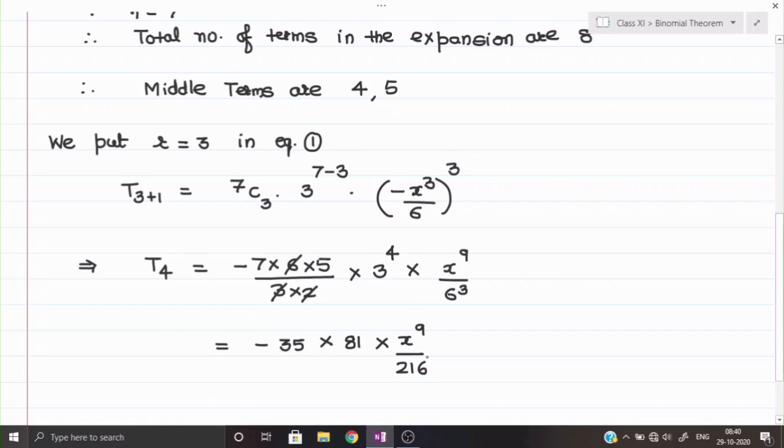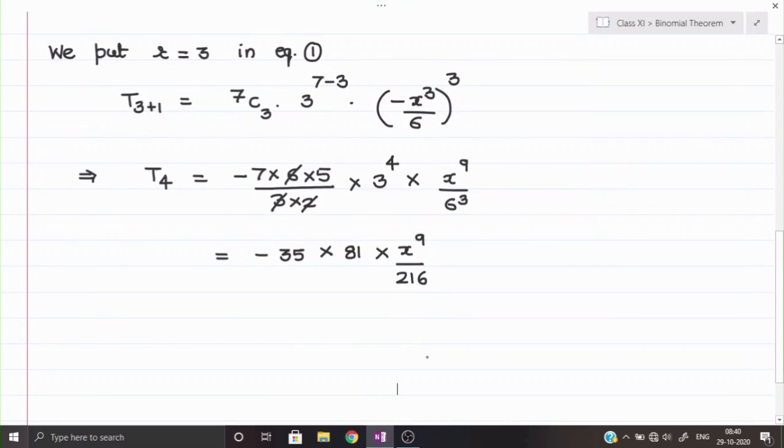Now some of the terms we can cancel between 81 and 216. Some cancellation will be possible. For example, if we cancel by 9, 9 9s are 81, 9 4s are 36. Now by 3, 3 8s are 24 and 3 3s are 9. So I think the value of T4 will come as minus 105, 35 into 3 will become 105, upon 8 into x to the power 9. This will be your first answer.